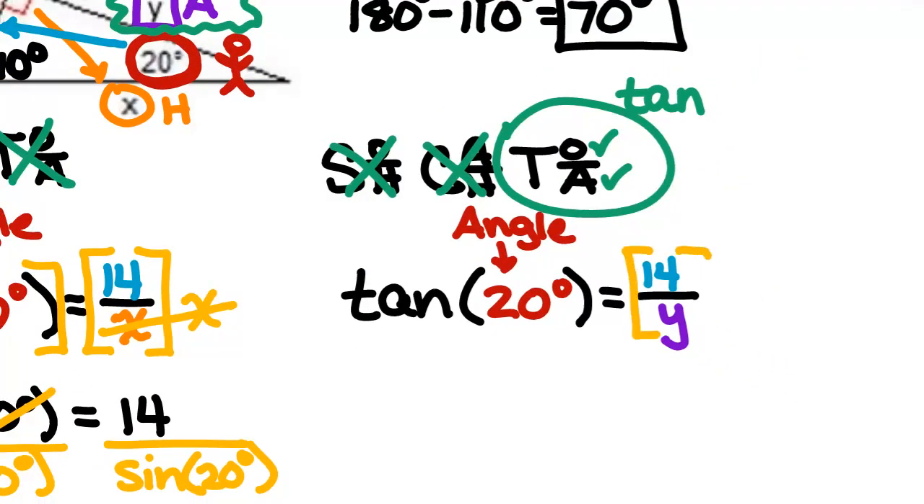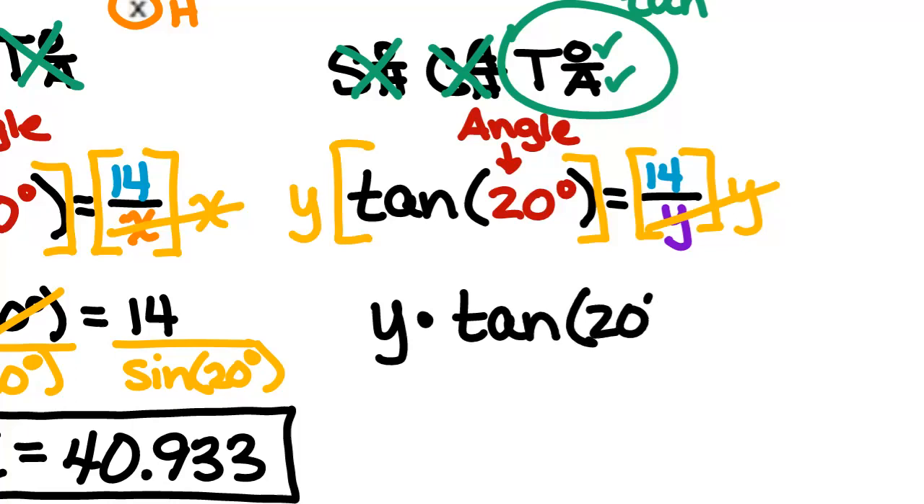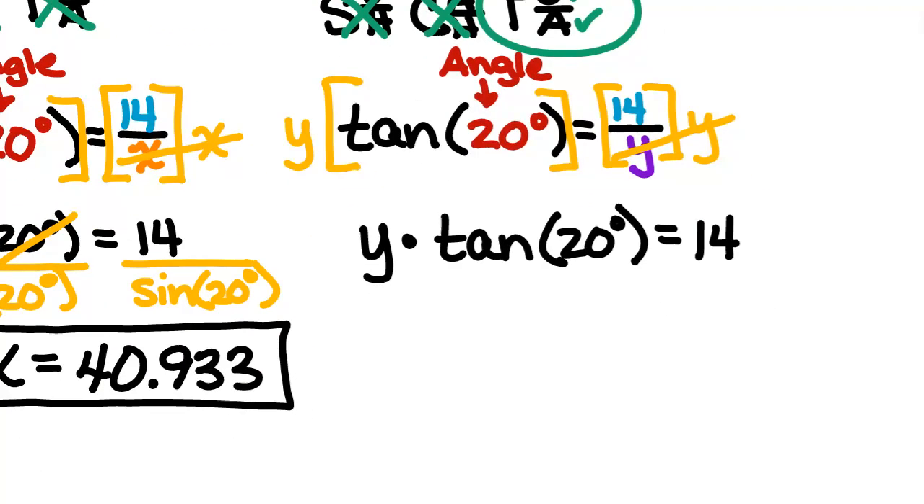All right, what do I do next? Multiply both sides by y because that's in my denominator. Cancel my denominators out on the right. On the left, we have y times the tangent of 20 degrees equals 14. Then what? Divide. What are we dividing by? Tan of 20 degrees.